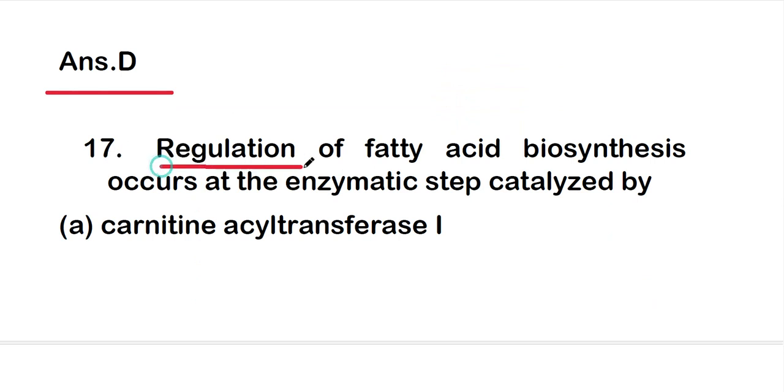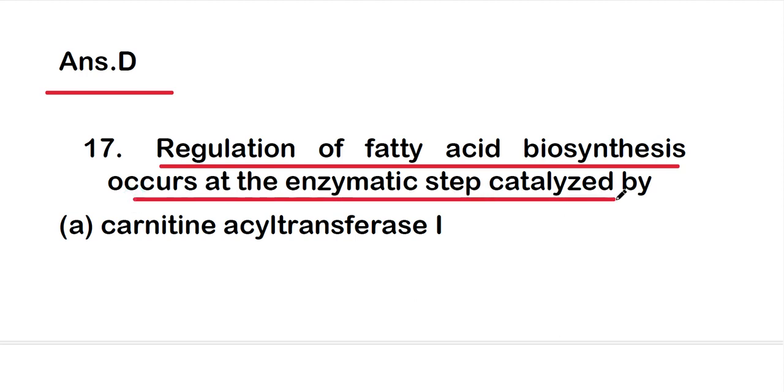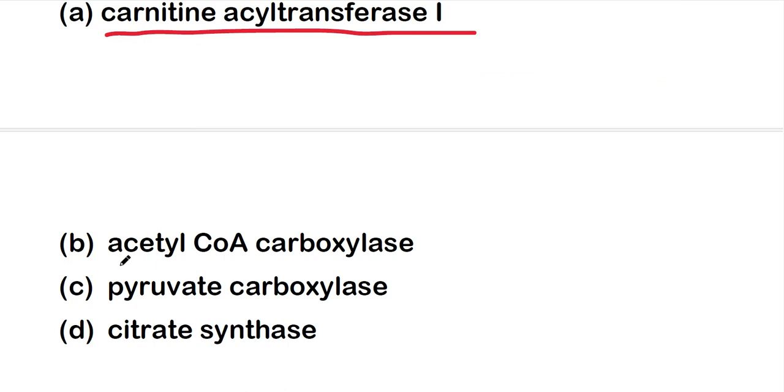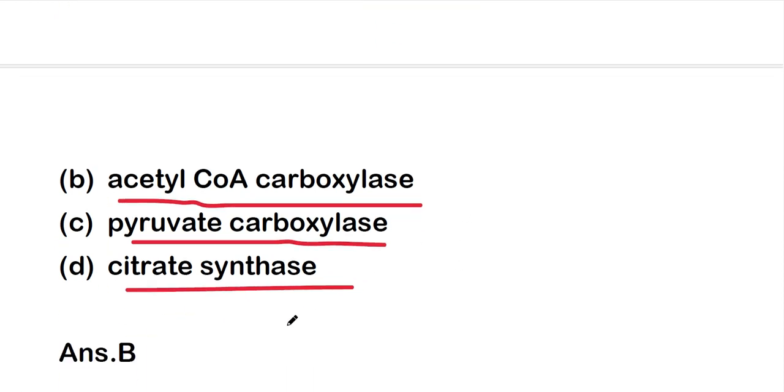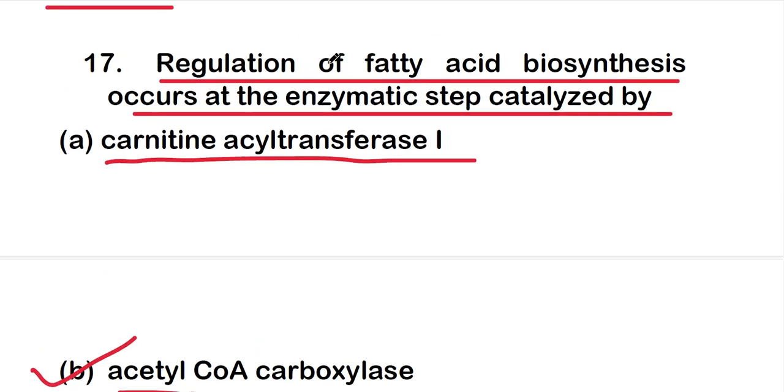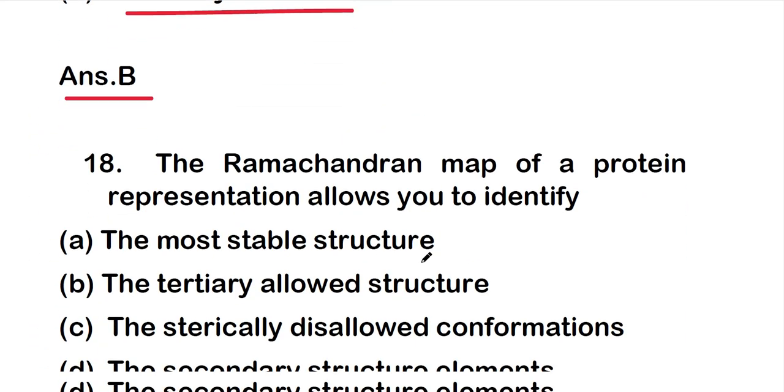Okay, so let's see the next question. Regulation of fatty acid biosynthesis occurs at the enzymatic step catalyzed by carnitine acyltransferase 1, or acetyl-CoA carboxylase, or pyruvate carboxylase, or citrate synthase. And the right answer is option B, that is acetyl-CoA carboxylase. So regulation of fatty acid biosynthesis occurs at the enzymatic step catalyzed by acetyl-CoA carboxylase. Okay, so let's move on to question number 18.